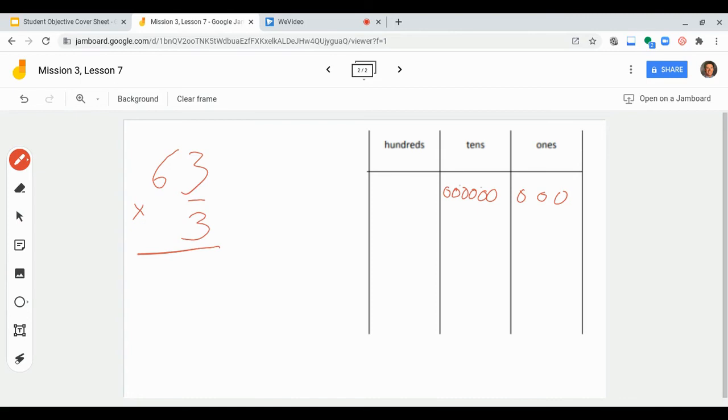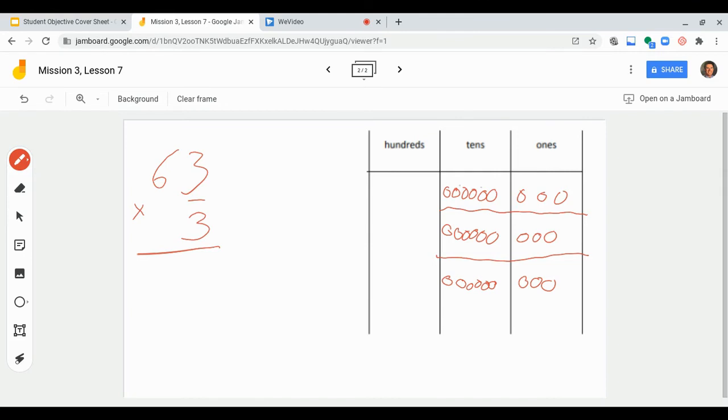So I already have 1 row. So let's make a second row here. And 1, 2, 3, 4, 5, 6. 1, 2, 3. Notice I'm just representing 63 again. So that's 2 total rows. And I just need to do it one more time. 1, 2, 3, 4, 5, 6. 1, 2, 3. Okay, so now I have 3 rows of 63.